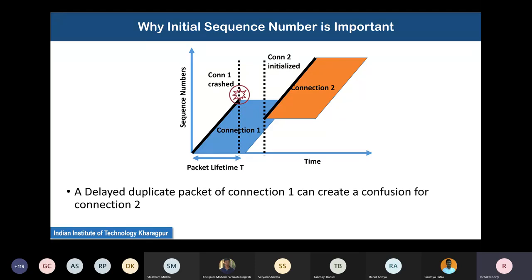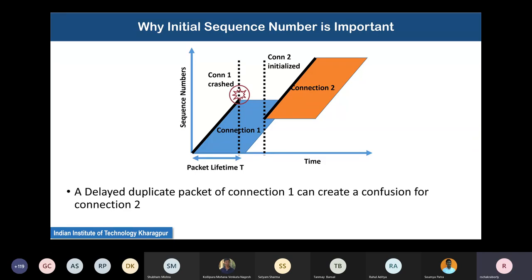It has been estimated. TCP continuously estimates a parameter called round trip time: how much time is expected for a packet to go and an acknowledgement to come back. What is the round trip time from sender to receiver? Continuously it keeps on estimating and updating this using a particular formula which we will study later on. So it has been estimated that the packet lifetime is maximum T.